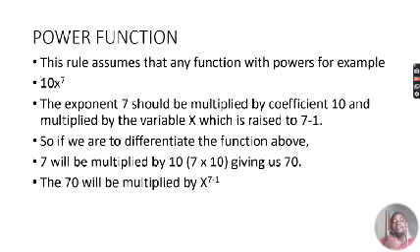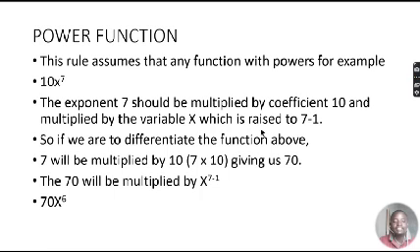The 70 will then be multiplied by x to the power 7 minus 1. After you multiply the exponent by the coefficient, the power must be subtracted by 1. That's why we are saying 70x to the power 7 minus 1.